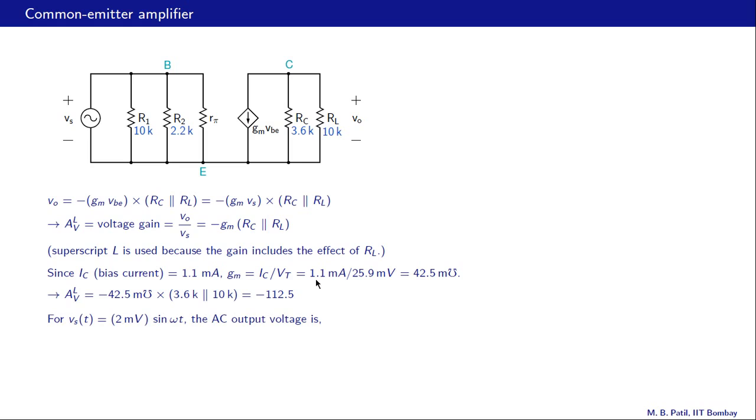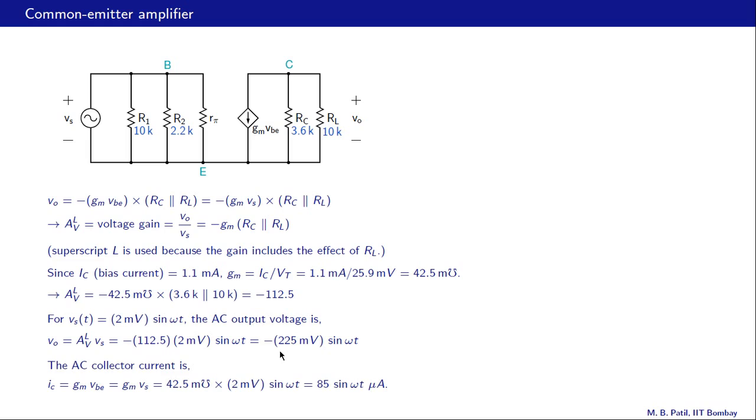Let us now calculate the output voltage for an input voltage of 2 millivolts sin omega t. So this 2 millivolts is the amplitude of the sinusoidal input voltage. VO is AVL times Vs. AVL we already know, minus 112.5 times Vs, which is right here. So that turns out to be minus 225 millivolts times sin omega t. So the input amplitude is 2 millivolts, the output amplitude is 225 millivolts. So definitely much larger than the input voltage.